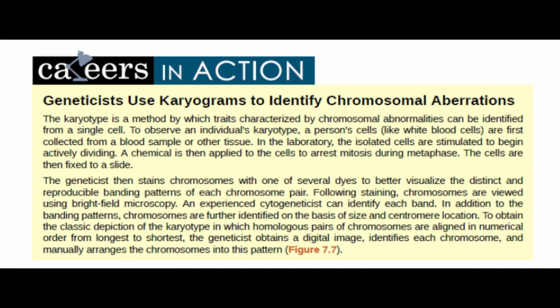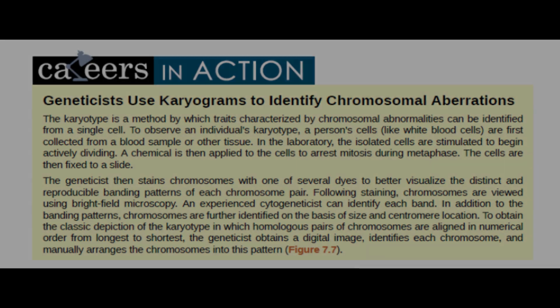An experienced cytogeneticist can identify each band. In addition to the banding patterns, chromosomes are further identified on the basis of size and centromere location. To obtain the classic depiction of the karyotype in which homologous pairs of chromosomes are aligned in numerical order from longest to shortest, the geneticist obtains a digital image, identifies each chromosome, and manually arranges the chromosomes into this pattern.